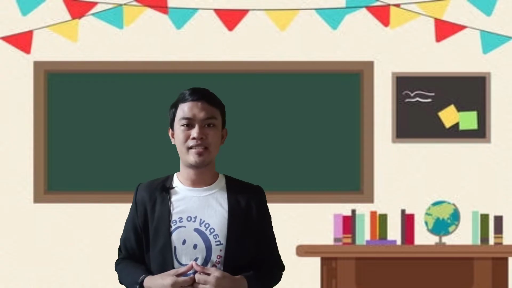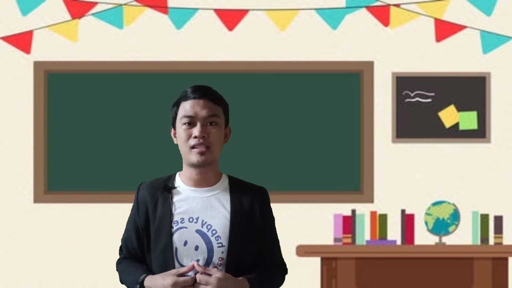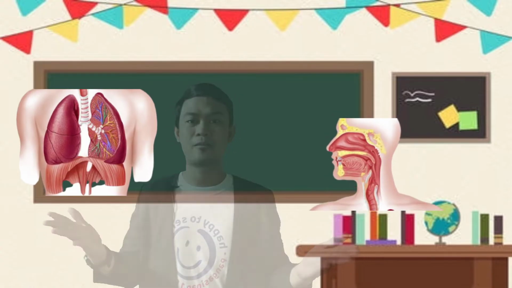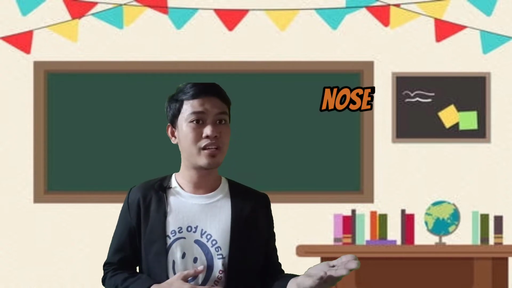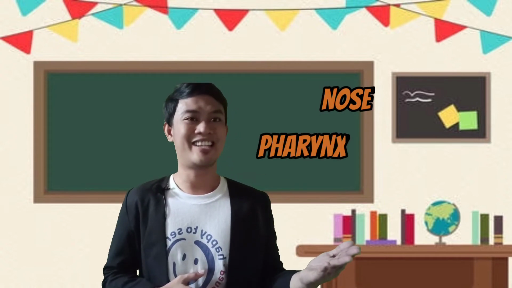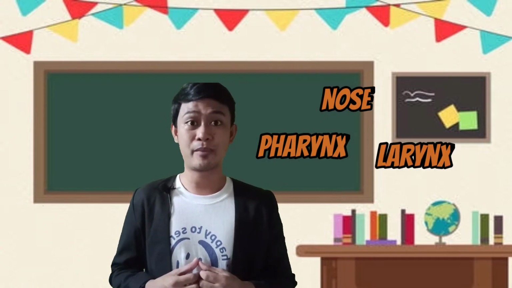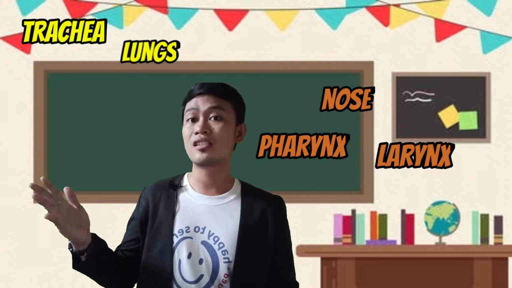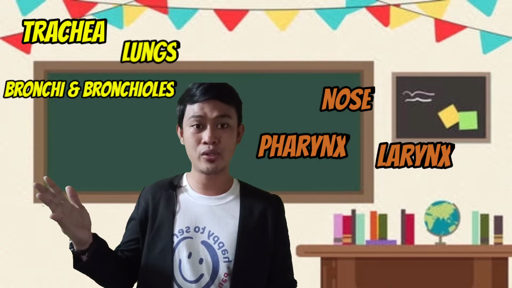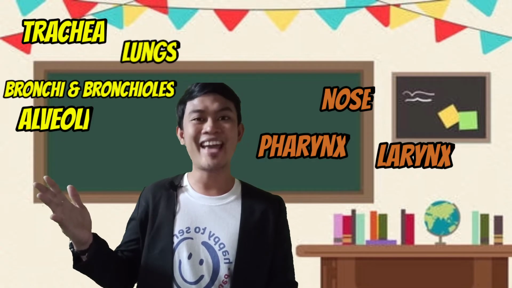The respiratory system is divided into two components, the upper respiratory tract and the lower respiratory tract. The upper respiratory tract includes the nose, the pharynx, and the larynx, while the lower respiratory tract includes the trachea, lungs, bronchi and bronchioles, alveoli, and diaphragm.